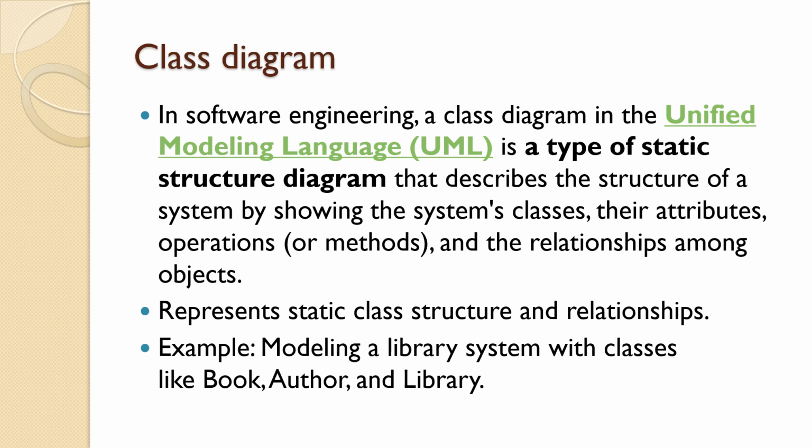So what is a class? A class is represented by a rectangular shape. A class is divided into three sections: the top section contains the class name, the middle section contains the attributes, and the bottom section contains the methods.